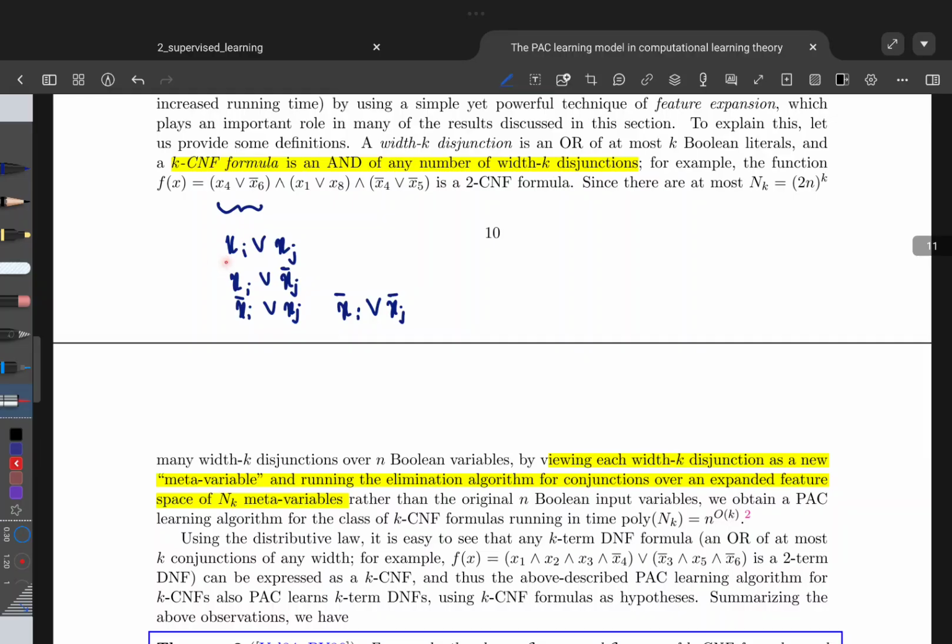Right? So there are 2n ways of choosing the first term and 2n ways of choosing the second term. The first term can be either x1, x2, x3 or xn, or it can be the complement of these. And the second term can also be x1 up to xn or the complement. All right? So in general, for a fixed k, the number of possible k disjunctions that you can generate is (2n) to the power k. That's it, right? And if k is small, then this is just polynomial in n.